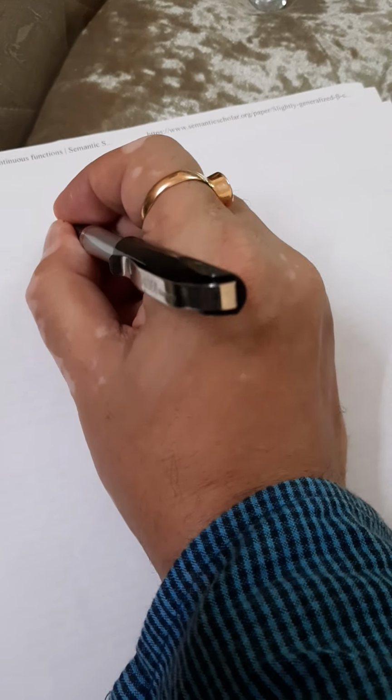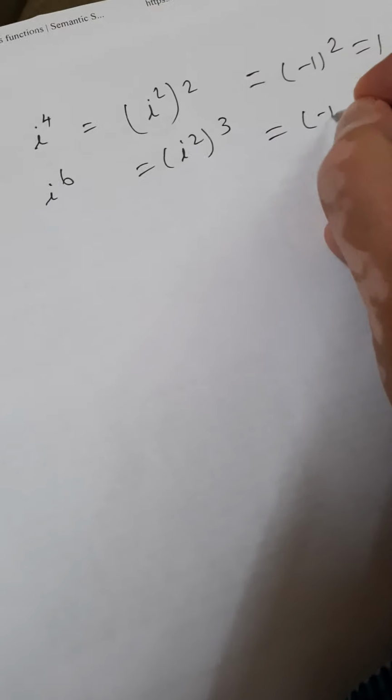Now in the same way, if I were asked to find the value of iota's power 4, that will be iota square whole square. This is minus 1 square, that is 1. Iota's power 6 is iota square to the power 3. This is minus 1 cube, that's minus 1.